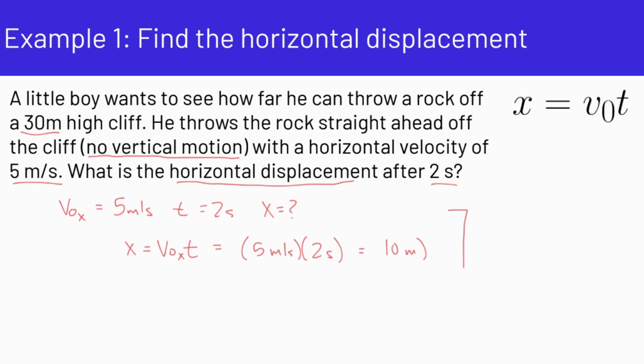So if we draw a little diagram here, we've got our cliff edge and this rock thrown off the side here. And this is going to be the horizontal displacement, x. So the rock is going here. And so let's say this is 1 second and this is 2 seconds. So the distance from here to here after 2 seconds is 10 meters.